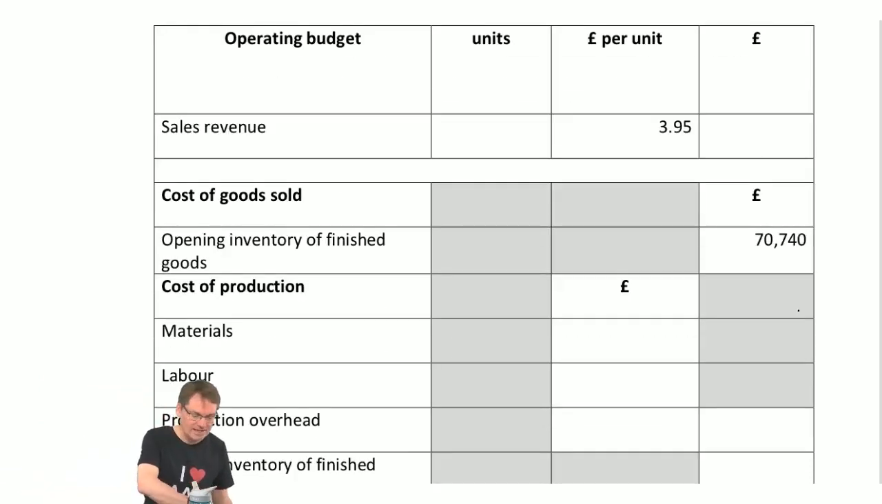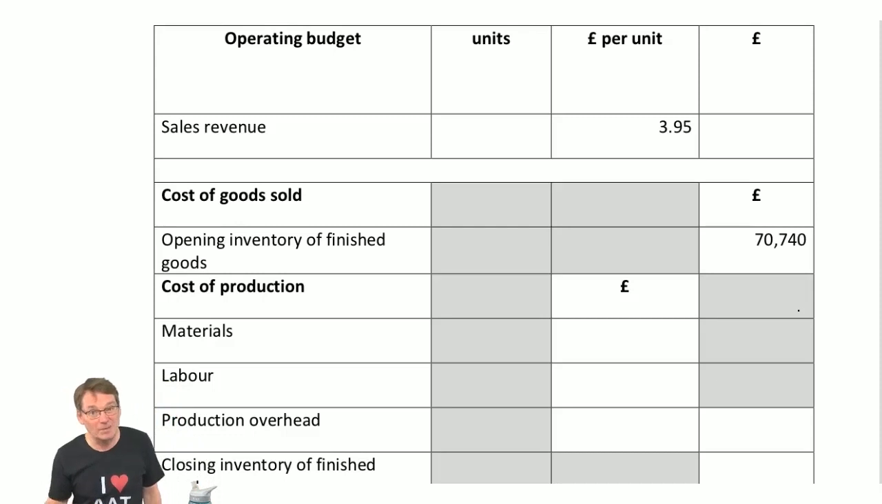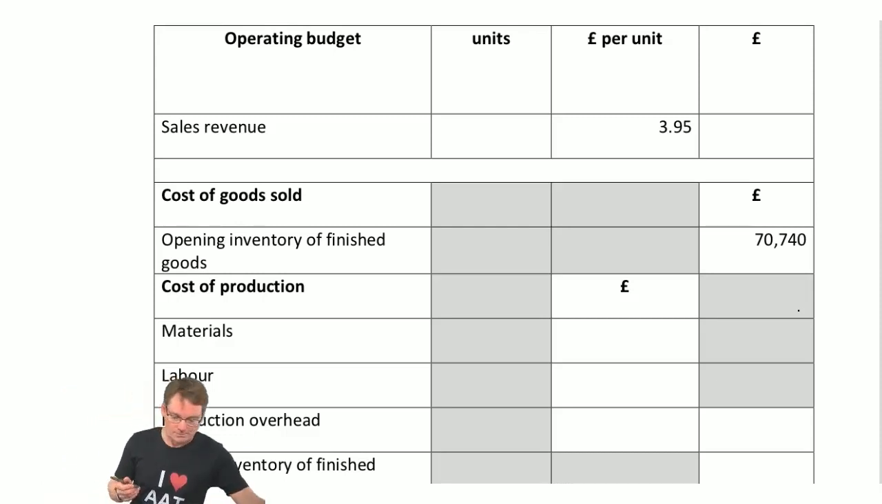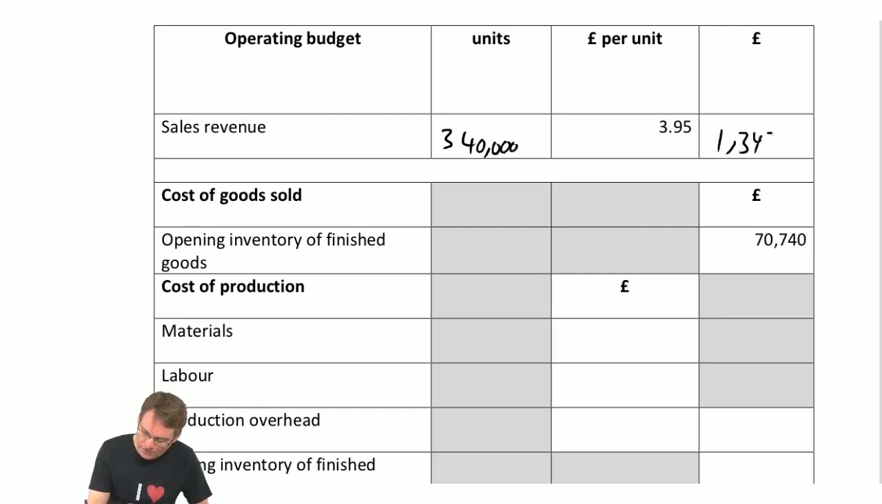So again, we are given quite a lot of numbers. So let's put some of the numbers in. Again, I always start by putting in the numbers I was given. So we're given the sales revenue, 340,000 units. We're told £3.95 each. So that comes to 1,343,000.